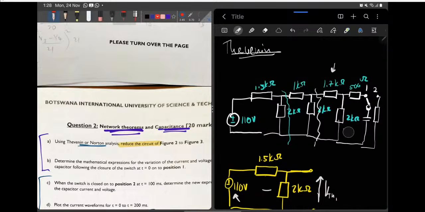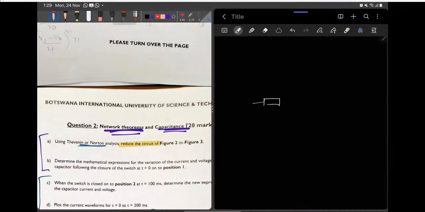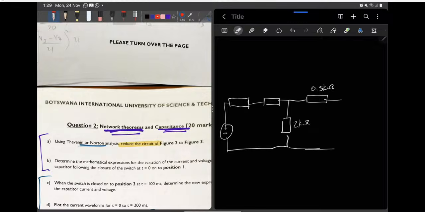Okay, so it's actually going to be like this, then it goes like that, and then it goes like that. And 500, we will now say 0.5 kilo ohms. Then this is 2 kilo ohms. Then we are going to have it like this. There we have it. And this is now going to be V Thevenin the third. And this will help us.